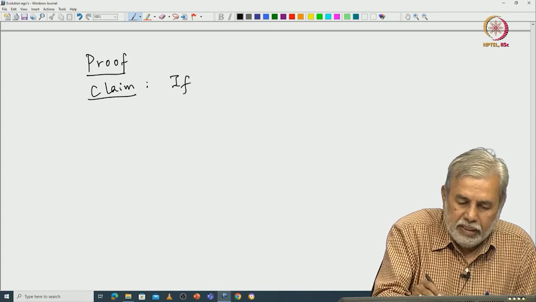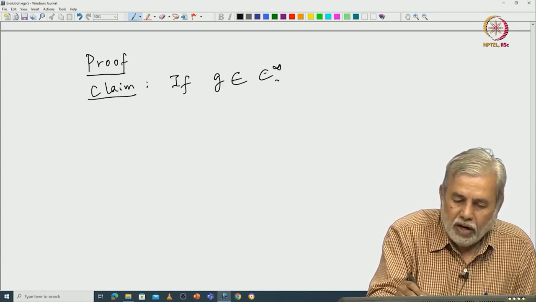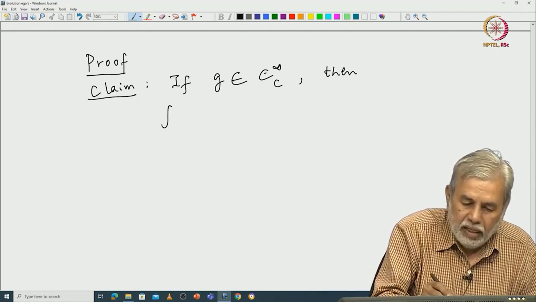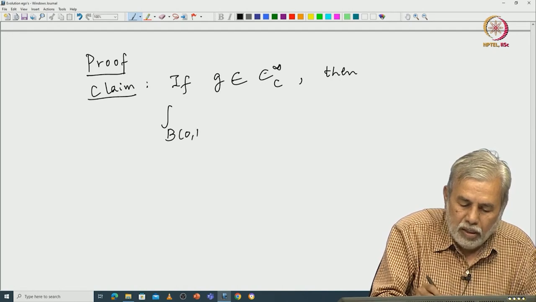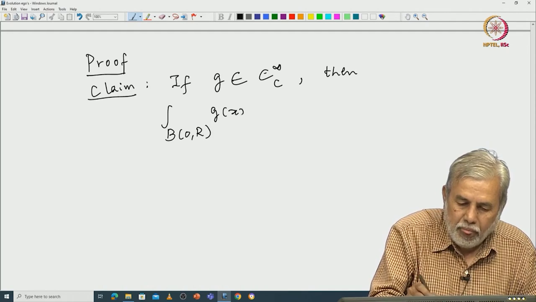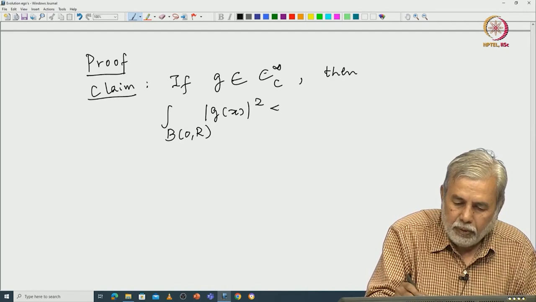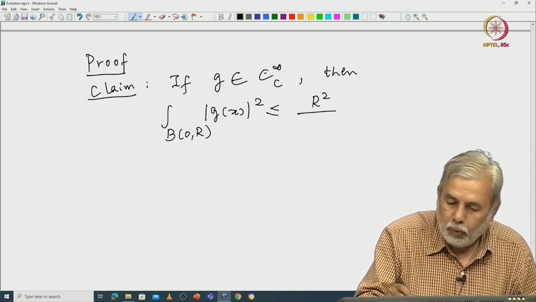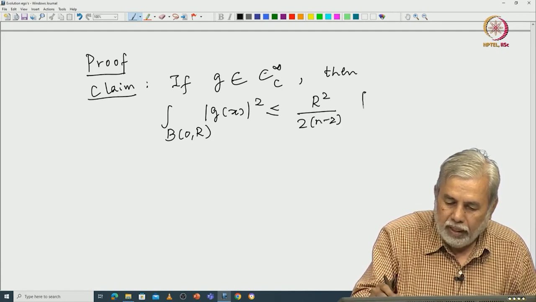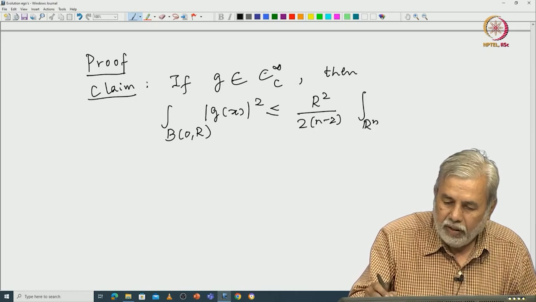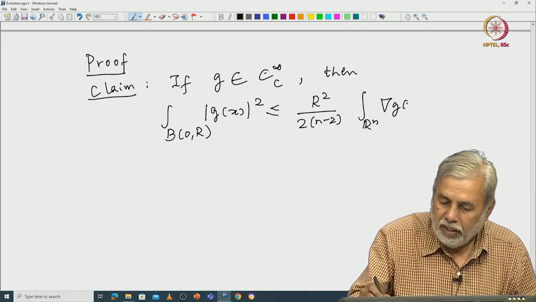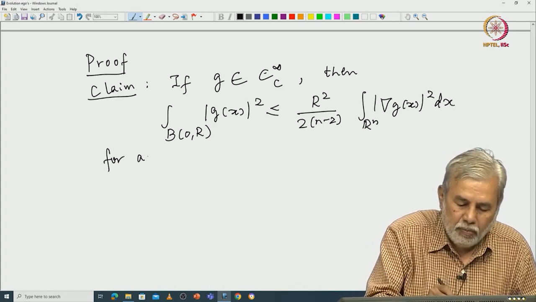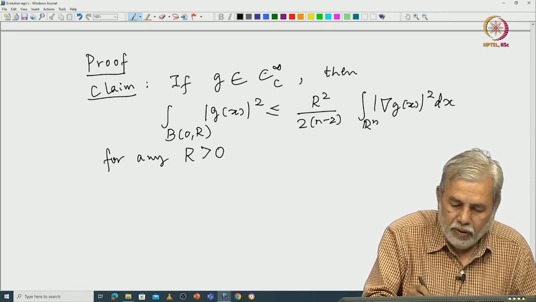If g is a C infinity function with compact support, then the integral over B 0 R of g x square is less than or equal to R square by 2 n minus 2 times the integral, this is in R n, of grad g x square dx, for any R positive. Okay, so let us prove this.